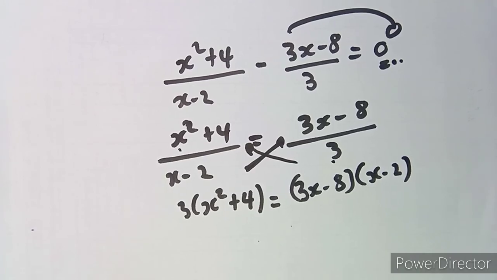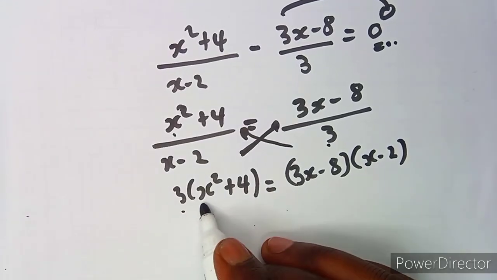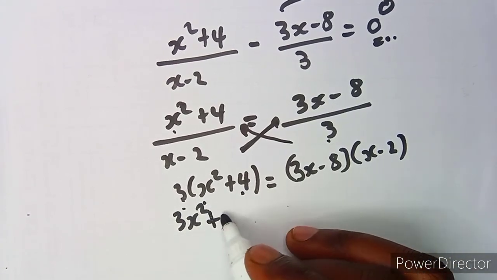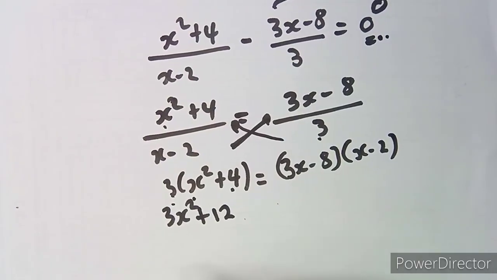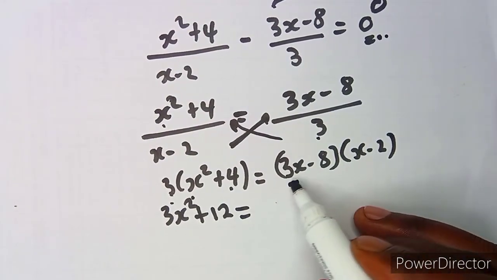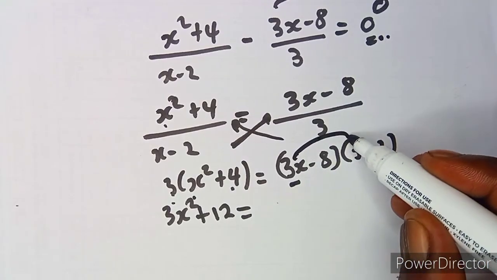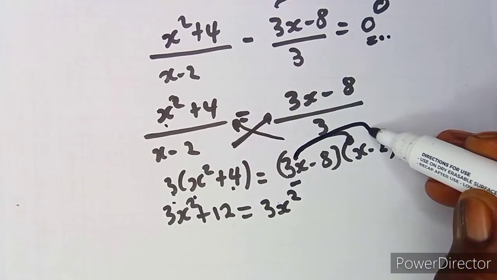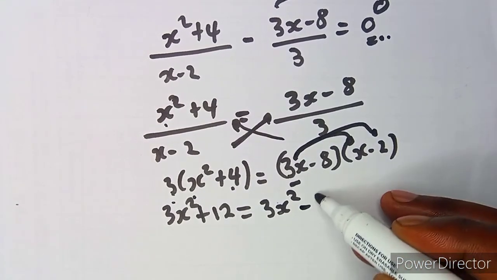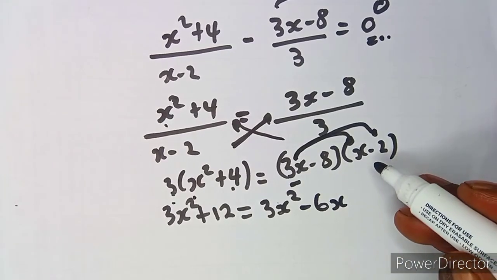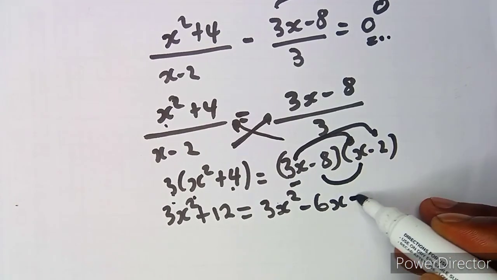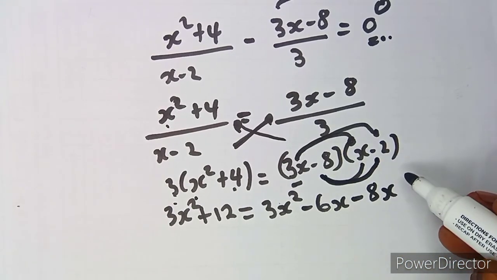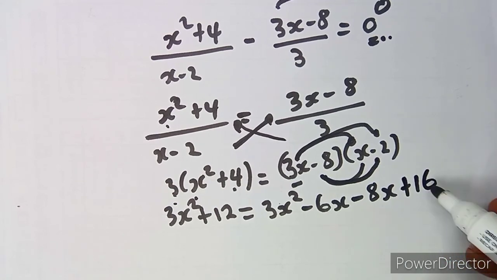Okay, now let's simplify further and see what we have. We have 3 by x squared, which is 3x squared, 3 by 4, which is 12 from our calculator, which is going to give us 3x. Here we are going to expand brackets, so it's 3x by x, which is 3x squared. We move on, 3x by minus 2, which is minus 6x. Okay, minus 8 by x, which is minus 8x, minus 8 by minus 2, that's minus and minus, which is going to give you a positive 16.